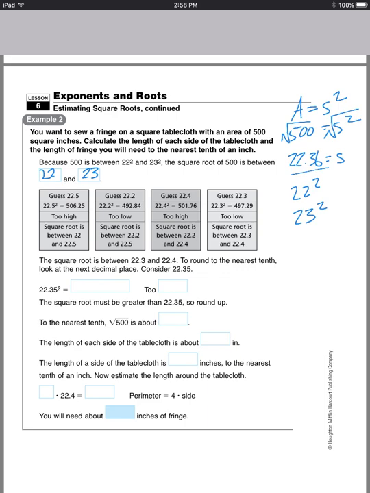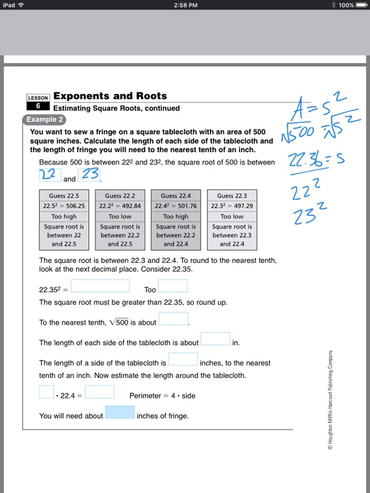Well, 22.2 squared is 492.84, which is too low. It's under 500, so it's got to be between 22.2 and 22.5. So we're going to take another random guess, 22.4. We're going to square it. We get 501.76, which again is too high because it's over 500.